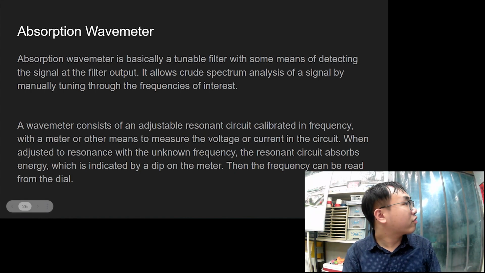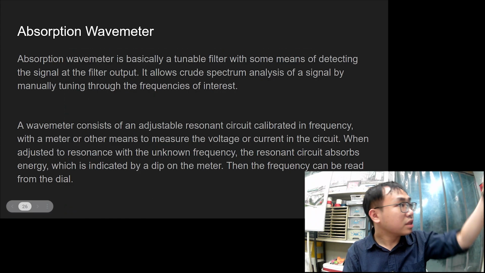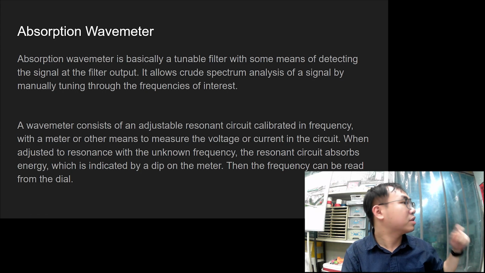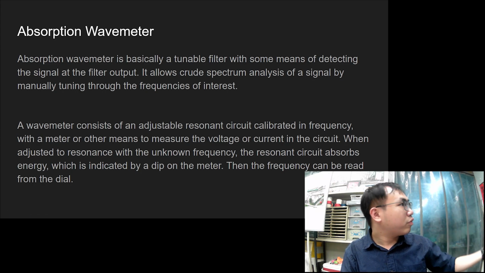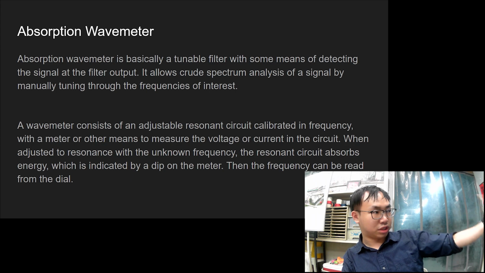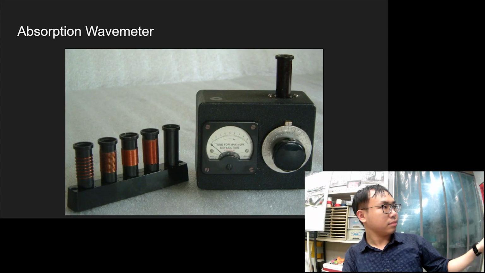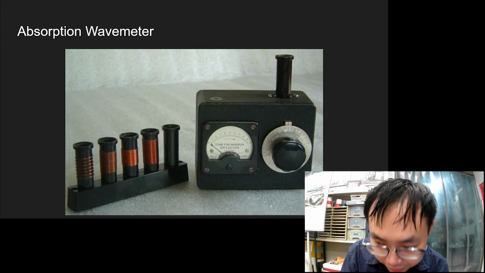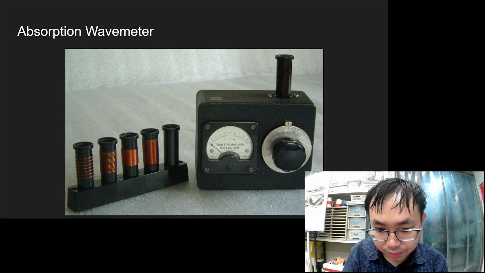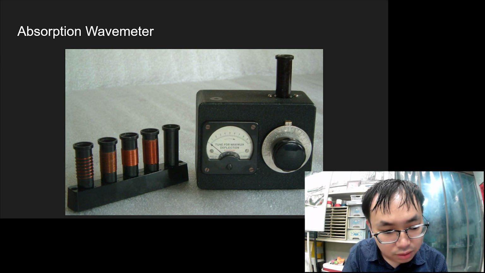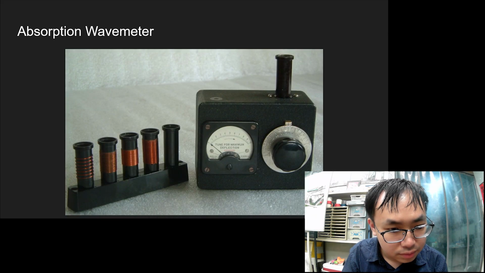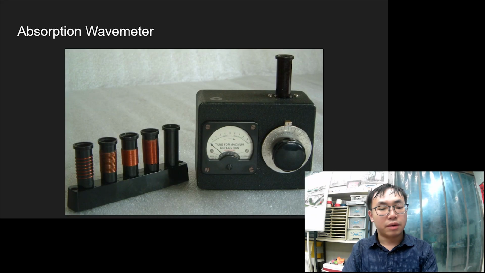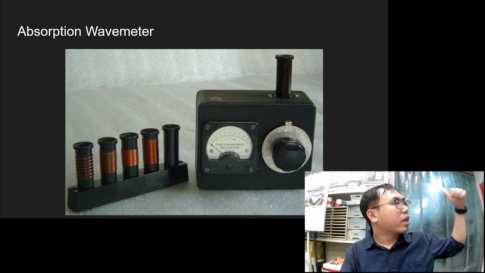So we have talked about what a frequency counter is. Now we have to talk about the absorption wave meter. You see that it has a lot of description here, right? The concept behind it is very simple. How simple? It is a radio.